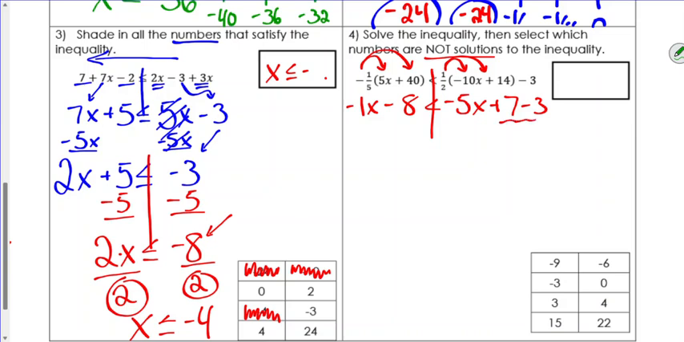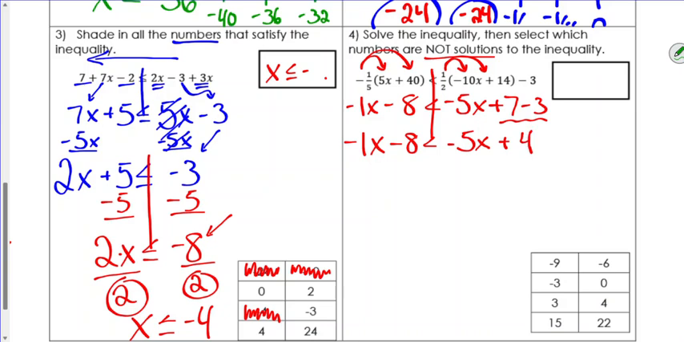I'm going to combine those. Those are like terms. 7 minus 3. Nothing about the left side changes, so I'm just going to rewrite the stuff on that side. Negative 5x stayed the same. It's really just a subtraction, which changes into a positive 4.